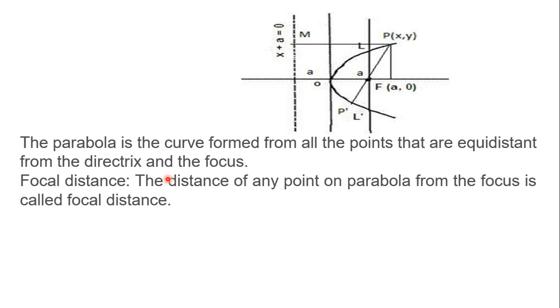Now next, that is the focal distance. The distance of any point on the parabola, this is one point, or maybe another point, so any point on the parabola from the focus is called the focal distance. So here this PF is focal distance. Similarly, if you take any other point, then this is focal distance. This QF is also focal distance. Like the distance of any point on the parabola from the focus is called focal distance.